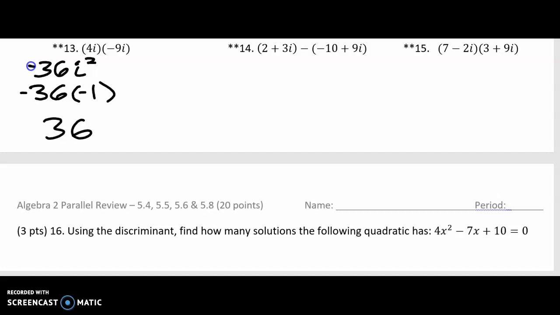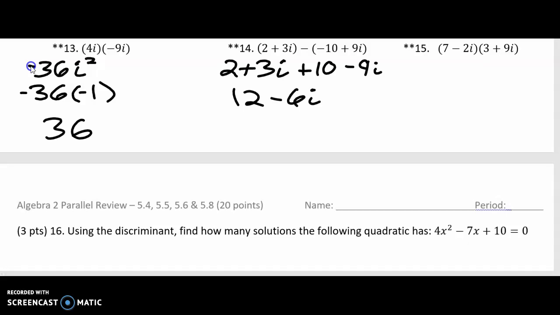Moving on to 14, I'm going to kind of rush through this so I don't have to make 2 videos here. Number 14, I see a sign in the middle, so I go ahead and distribute it into the second one. So I have 2 plus 3i, the second side is going to be plus 10 now, and a minus 9i. Go ahead and combine your like terms. So that would be 12 minus 6i. You are done with that one.